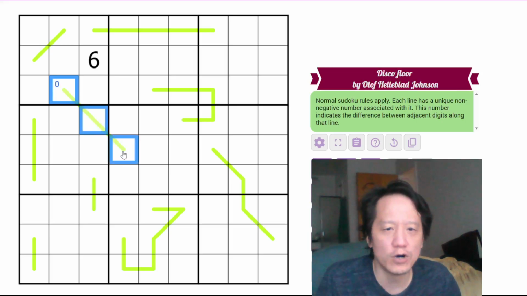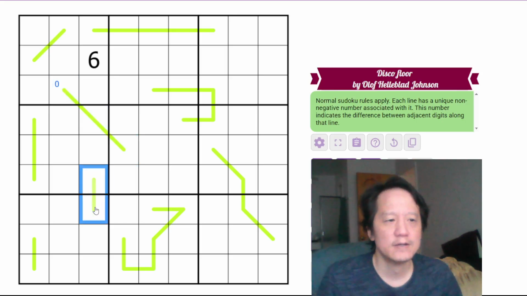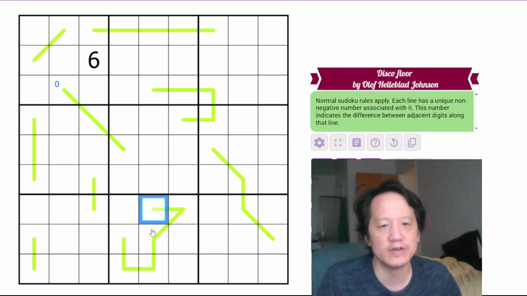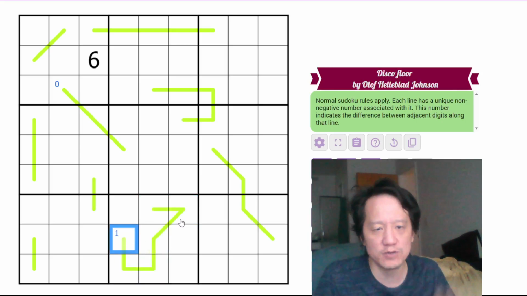We have a one line. And I think it has to be here, right? If you had tried 2, you would have 1, 3, 5, 7, 9. Yes, and then this would have to be 11 or 7, which of course, obviously neither would work. So this has to be the 1 line.